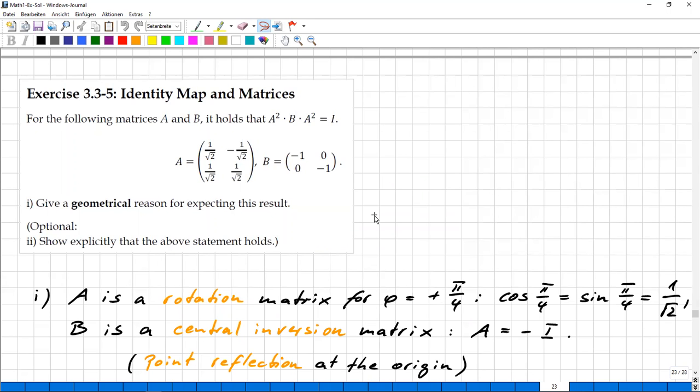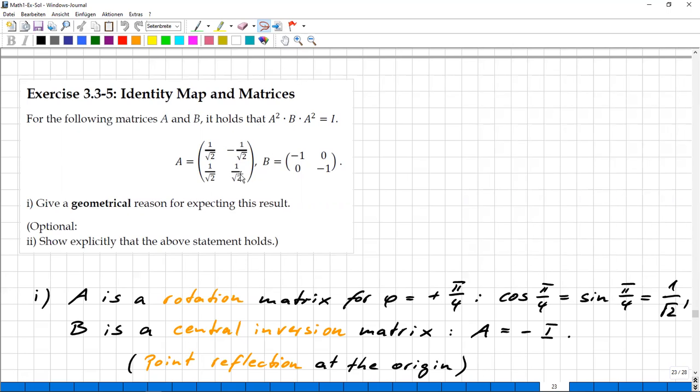Hello all together, and now this is just the remainder of our sheet about linear maps. The last one, 3.3, number 5, it was about the identity map, just because this is what's written here on the right side. But actually it's about the question, how can you show, and also how can you explain why such a combination of matrix applications, matrix multiplications, results in the identity map.